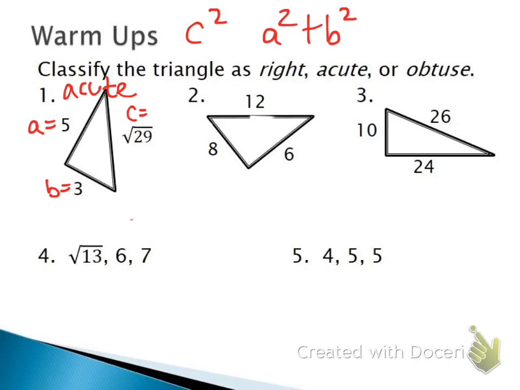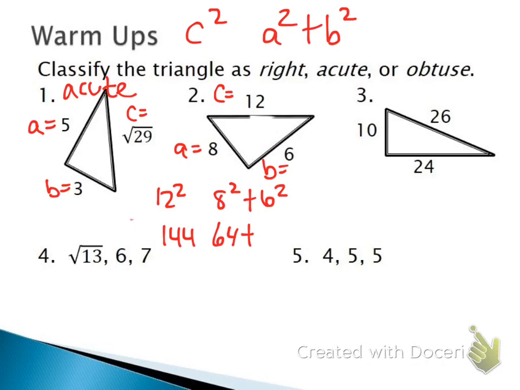On problem 2, which side has to be C? The top one, 12, the longest side. The other two are A and B. So we are going to take 12 squared and compare it to 8 squared plus 6 squared. What is 12 squared? 144. 8 squared.